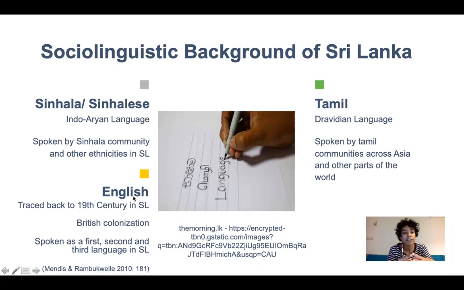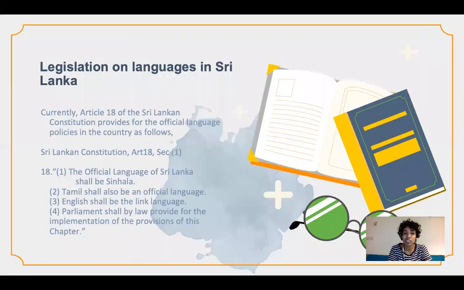Then you have English, which can be traced back to the 19th century in Sri Lanka, and we can thank or not thank British colonization for that. And what's interesting is that English is spoken as a first language, a second language, as well as a third language in Sri Lanka. I've provided Mendis and Rambukwella 2010 as a resource if any of you are interested in looking it up.